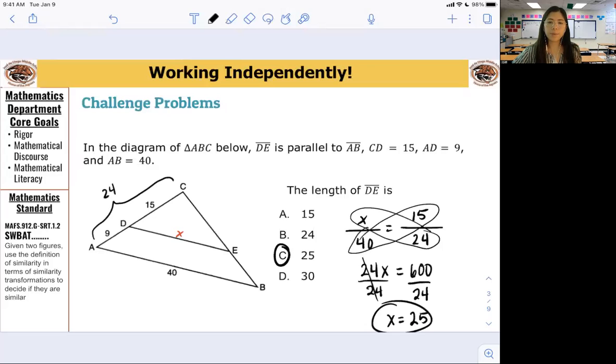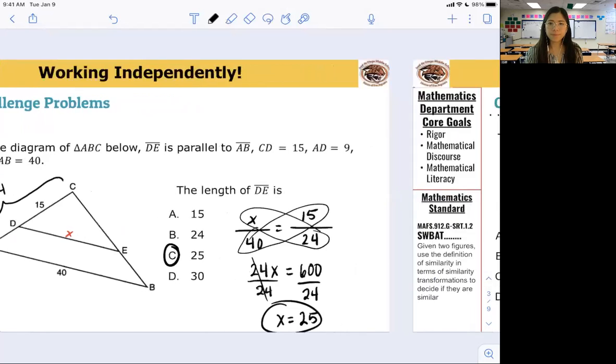Yeah, I think B is what happens if you do 9 over 15. Yeah. Have we done this before? Yeah. I know. Okay, this exact question. Yeah, I pulled this from an old slide. Any questions on this one?